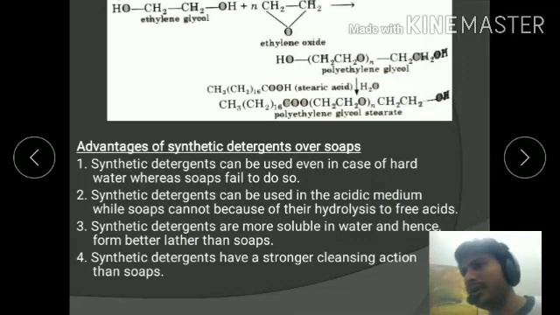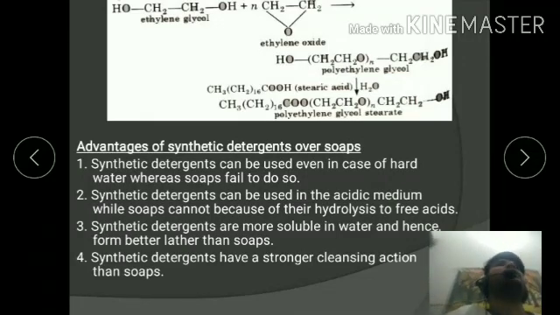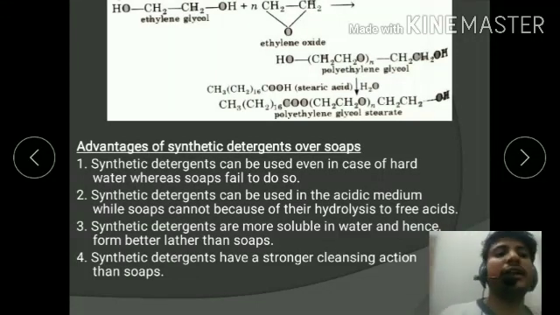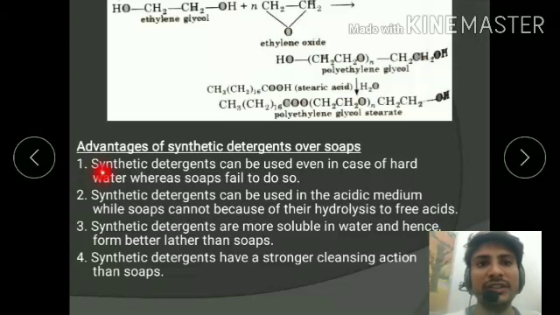First one, I told you earlier, detergent can be used in hard water. Second one, detergent doesn't form precipitate. Detergent can be used in acidic solution. Let's see some theory part. First one is detergent can be used in the case of hard water, whereas soap fails to do so.